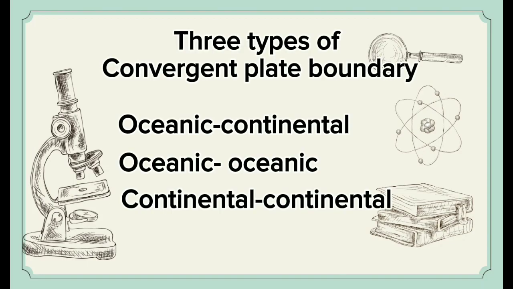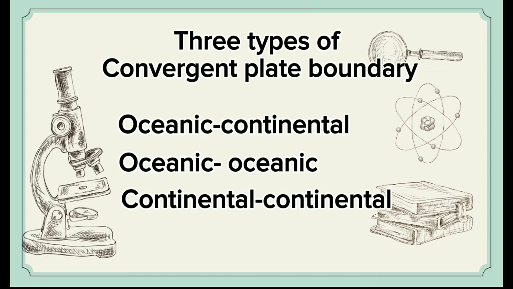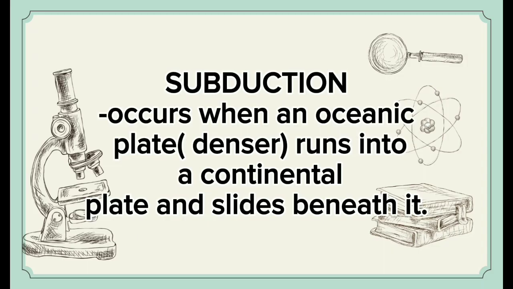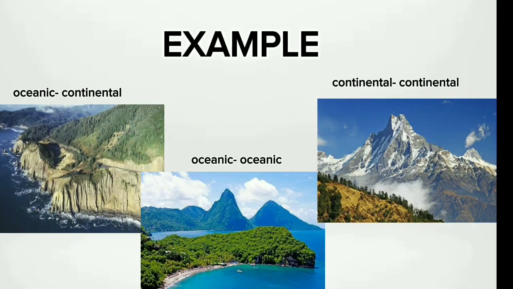There are three types of convergent plate boundary. The first one is oceanic-continental. Subduction occurs when an oceanic plate runs into a continental plate and slides beneath it. Here are the examples of convergent plate boundary.